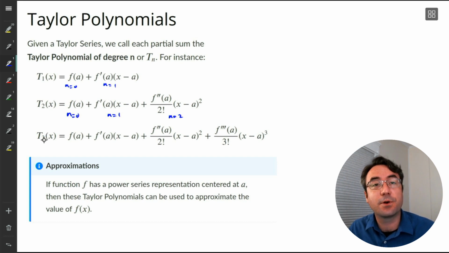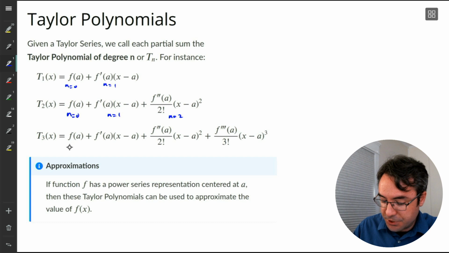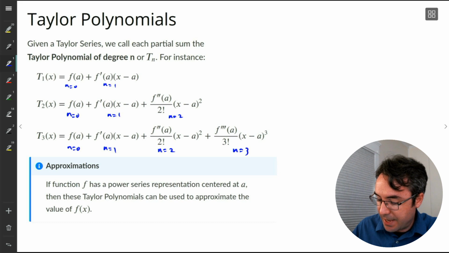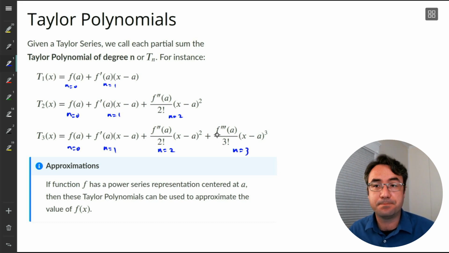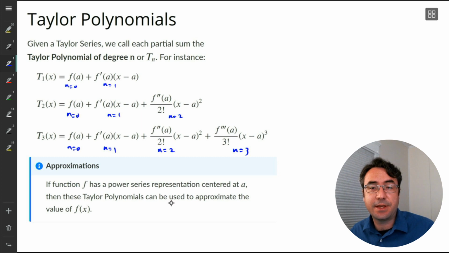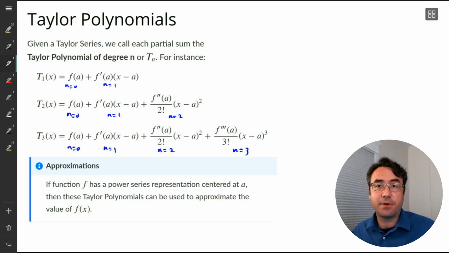And then something similar for t3, our third degree Taylor polynomial. So it's just the n equals 0 part, the n equals 1, the n equals 2, and then the n equals 3. So we add everything up until the third derivative term. And so what these Taylor polynomials do is, if our function has a power series representation centered at some a value, which the functions we're going to be looking at do have a power series representation, well, what these Taylor polynomials help us with is they can be used to approximate the value of our function. They can be used to approximate our function.